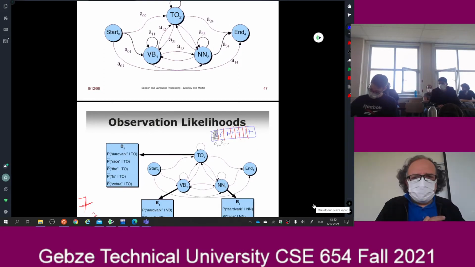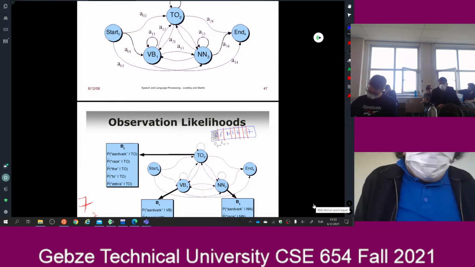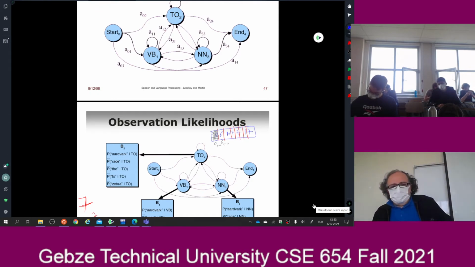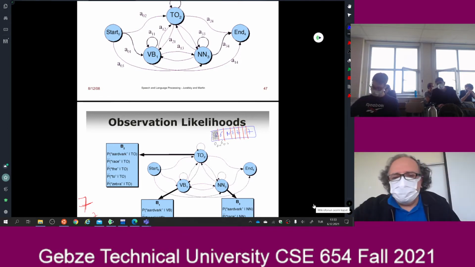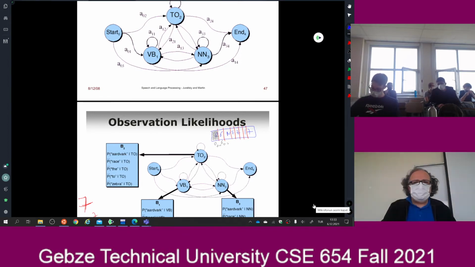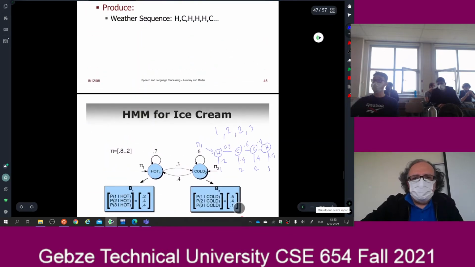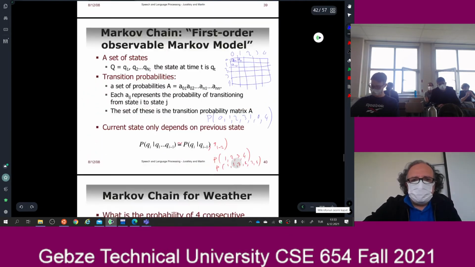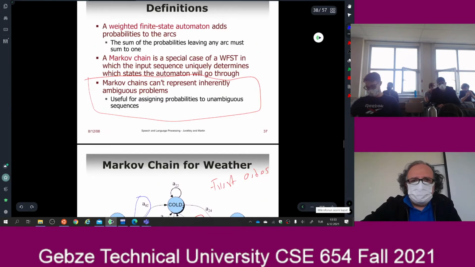Okay, so last time we talked about ways of assigning tags to the sentence elements, part of speech tagging, and we talked about using Markov models, hidden Markov models for that, and that was the idea.